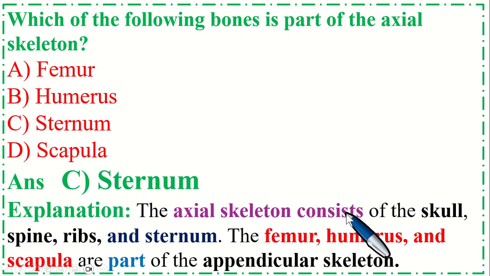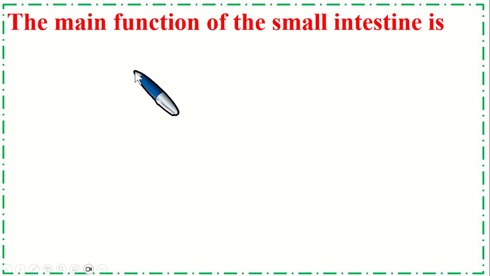The axial skeleton consists of the skull, spine, ribs, and sternum. The femur, humerus, and scapula are part of the appendicular skeleton. So this is very important MCQs.